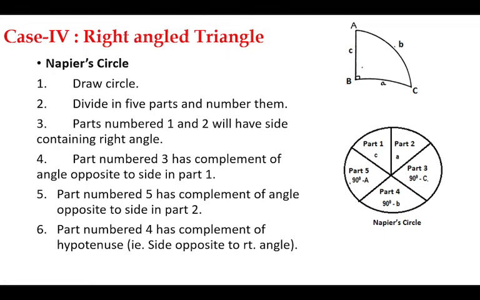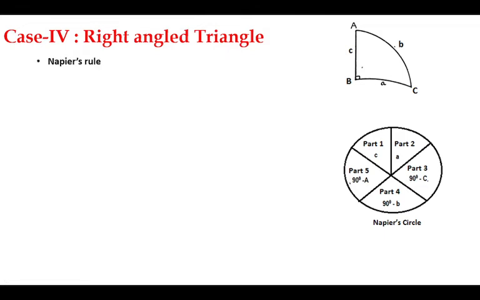Now move to step 2. In step 2, there are 2 rules that we have. The first rule is: sine of the middle part is equal to the product of the cosines of the opposite parts.